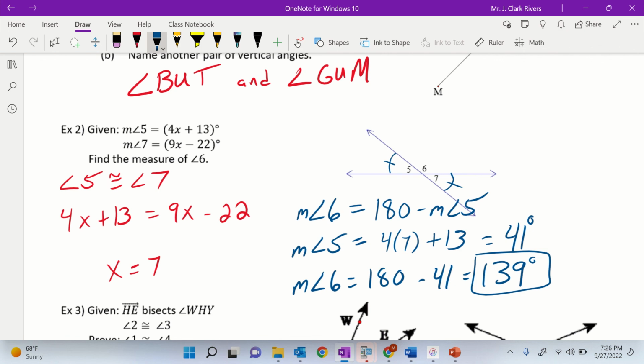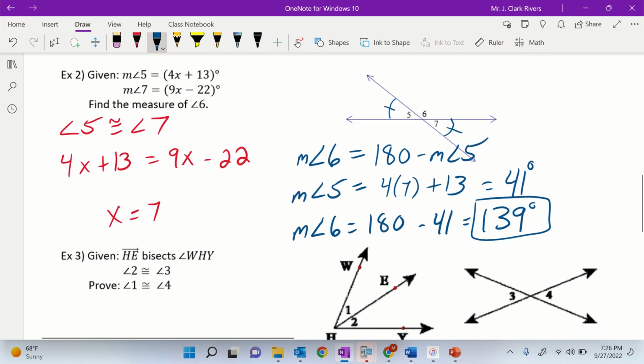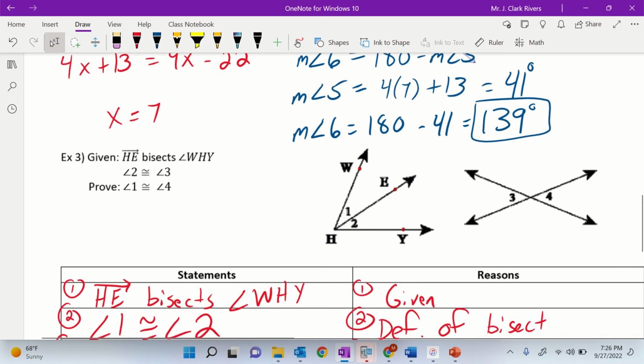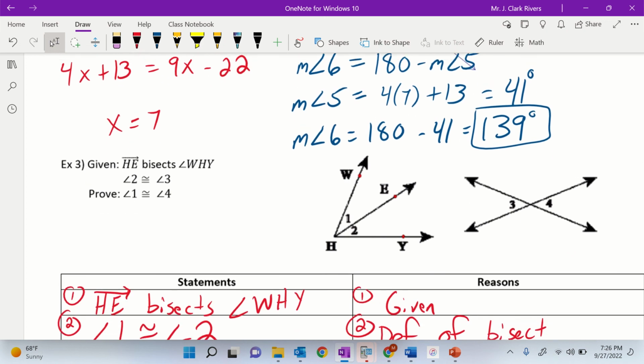So there's example 2. Try example 3 on your own. Pause the video now if you've not done so. And here we go. Given HE bisects angle WHY. So here we have angle WHY.